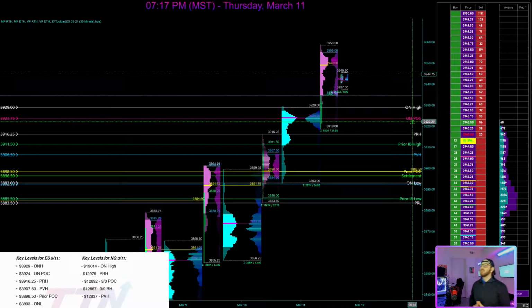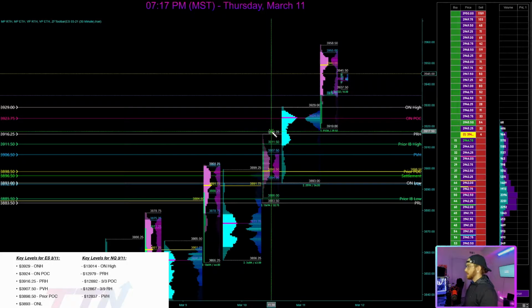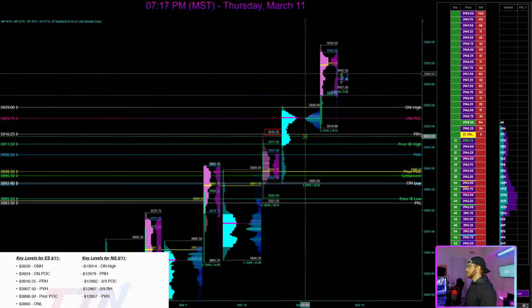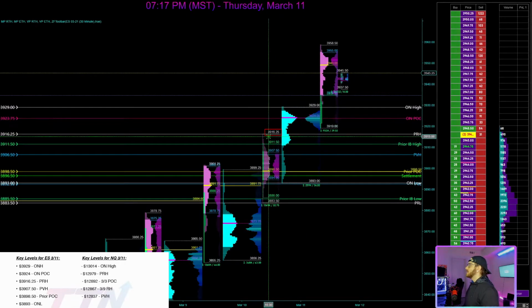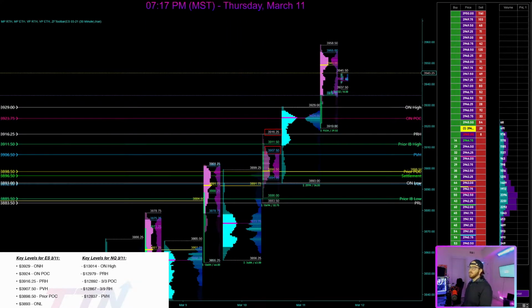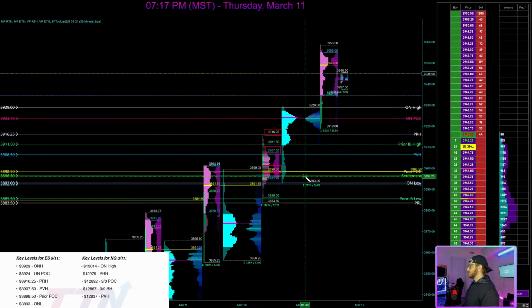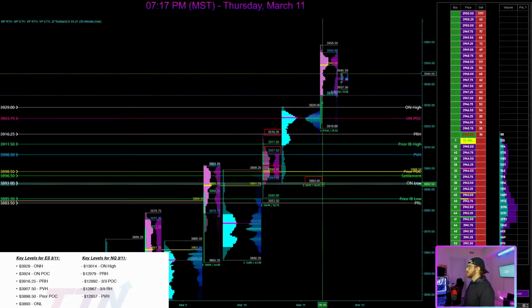The third level was the prior range high at 39.1625. We can see that right here. That was yesterday's range high from the regular trading hour session. The fourth level was 39.07, the prior value area high. We can see that just a little bit below that last level right there. The fifth level was the prior point of control, 38.9850. And last but not least, the last level I was looking at on ES was just below that at 38.93, which was the overnight low.